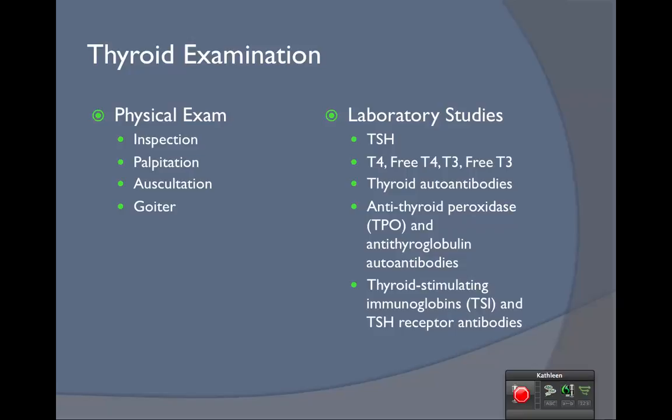So normal TSH, which is euthyroid, is 0.3 to 4 microunits per liter. Hyperthyroidism is defined as a TSH of less than 0.3, and hypothyroidism is a TSH of greater than 4.0.